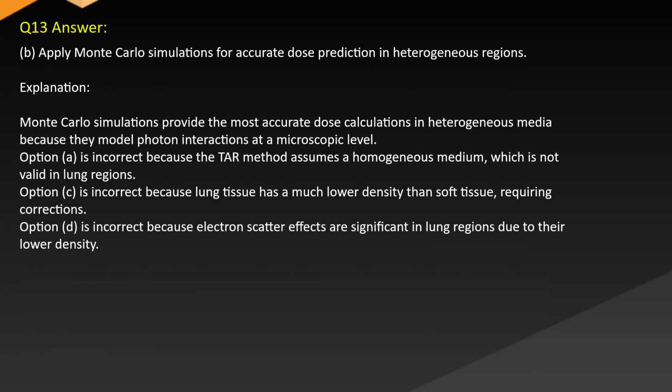Answer B. Apply Monte Carlo simulations for accurate dose prediction in heterogeneous regions. Explanation: Monte Carlo simulations provide the most accurate dose calculations in heterogeneous media because they model photon interactions at a microscopic level. Option A is incorrect because the TAR method assumes a homogeneous medium, which is not valid in lung regions. Option C is incorrect because lung tissue has a much lower density than soft tissue, requiring corrections. Option D is incorrect because electron scatter effects are significant in lung regions due to their lower density.